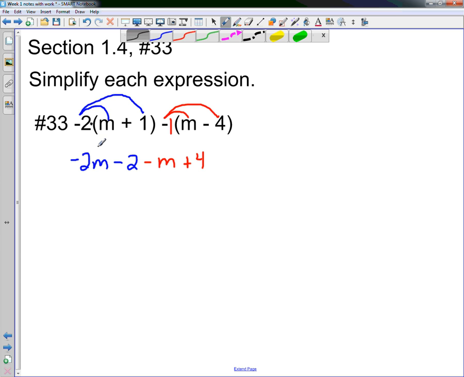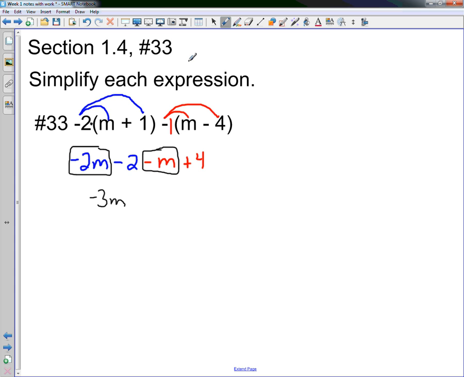Combine like terms. Negative 2m minus m gives me negative 3m. And then we have negative 2 plus 4 gives me positive 2. So that's using the distributive property to simplify. Notice that we're just simplifying here because we're using an expression. There's no equal signs, so we're not solving.